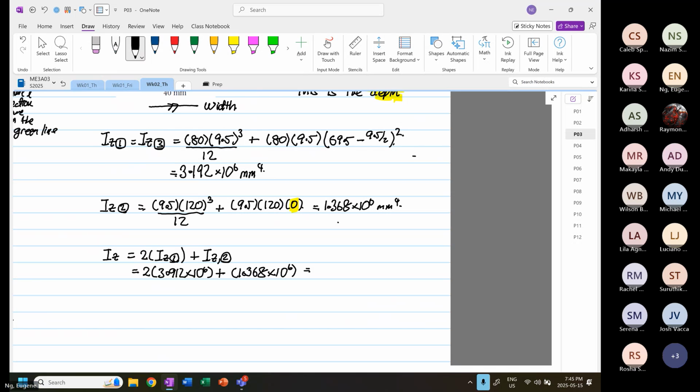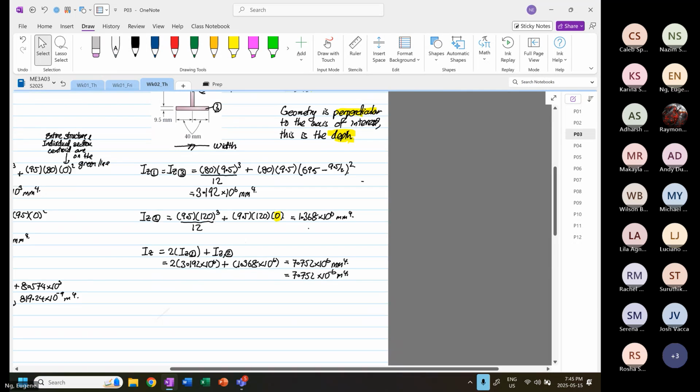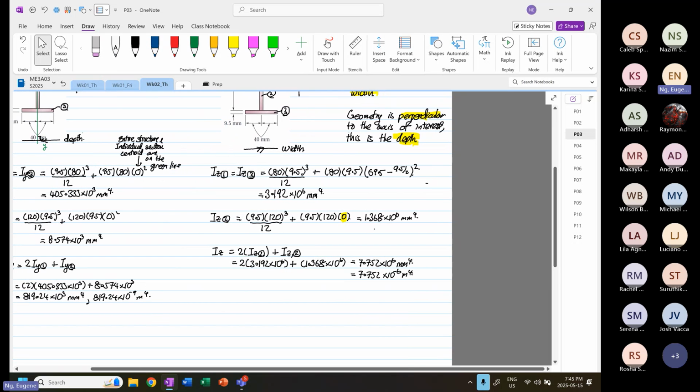Let me make sure: 3.192 times 10 to the power 6 times 2, plus 1.368 times 10 to the power 6, is equal to 7.752 times 10 to the power 6 millimeter 4, or this can be equal to 7.752 times 10 to the power minus 6 meter 4.